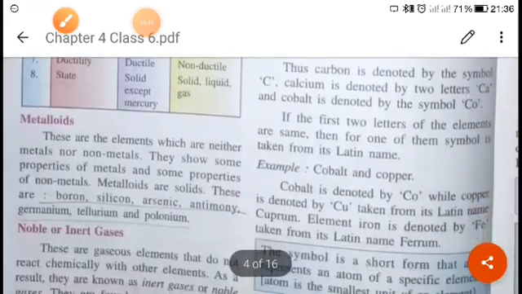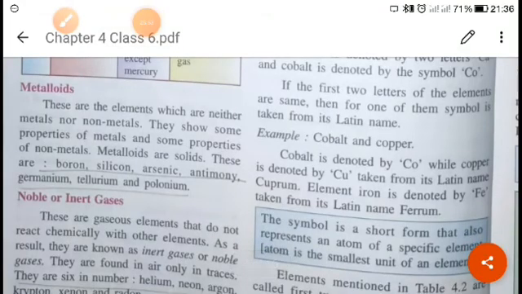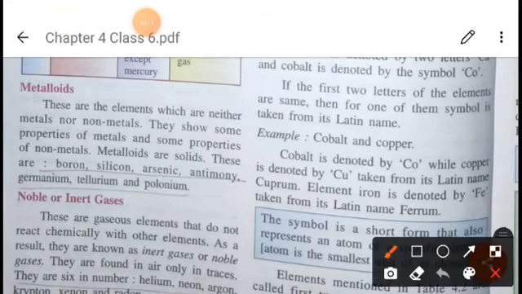Next is metalloids. Metalloids are between metal and non-metal. These are elements which are neither metal nor non-metal, and sometimes they show the properties of metals and sometimes the properties of non-metals. Metalloids are generally solid. Some of the metalloids are given here: boron, silicon, arsenic, antimony, germanium, thallium, and polonium, right?